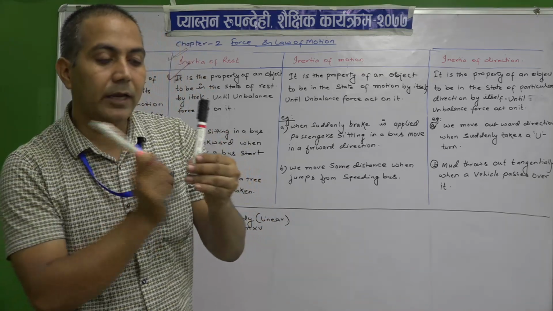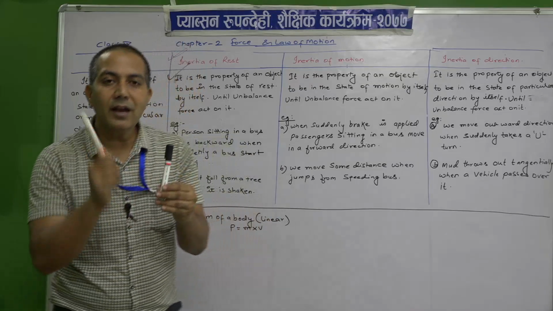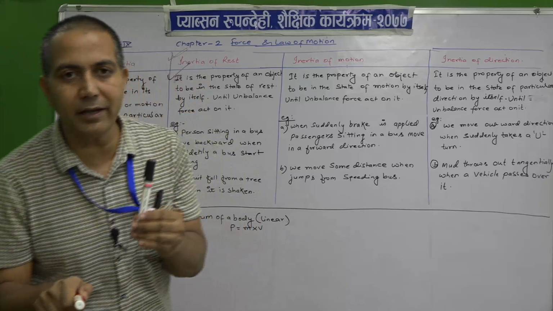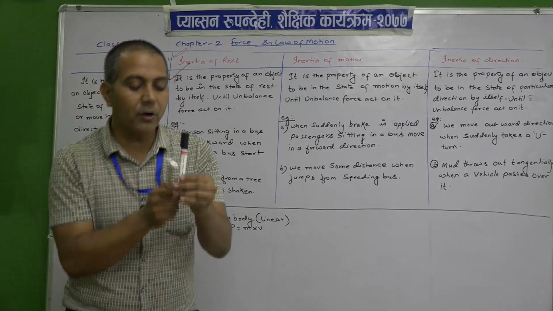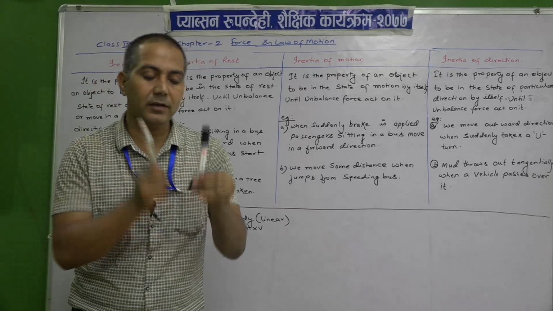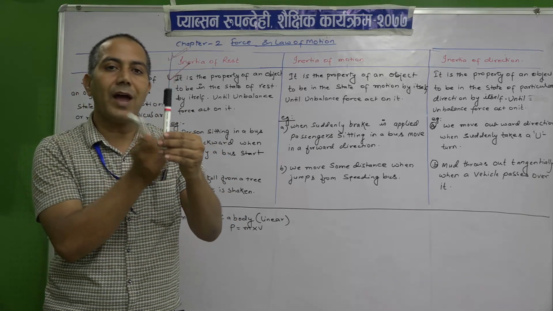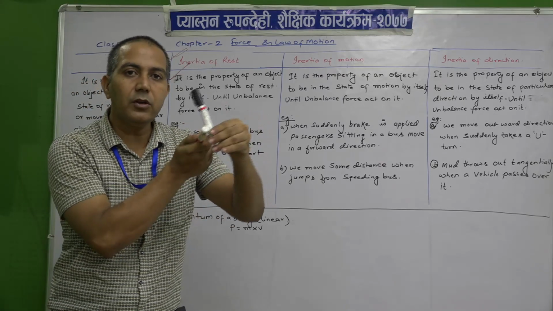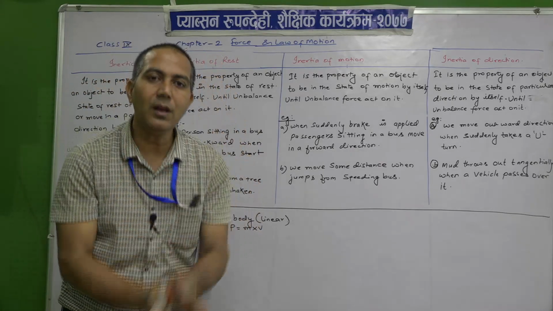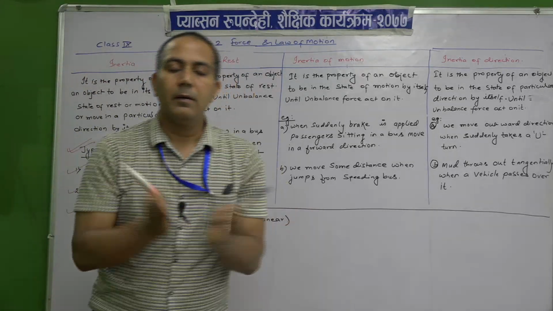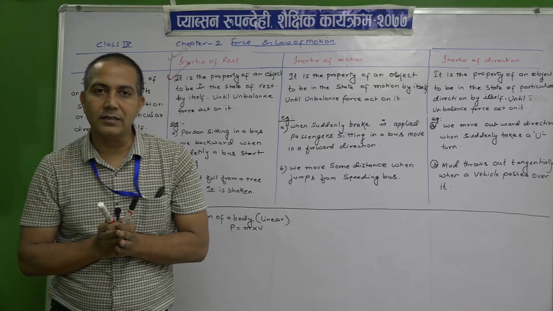What is the reason? It is due to inertia of rest of what? Carpet or dust particle. Good, very good. That is the inertia of rest of the dust particle. The particle tries to be at rest, whereas the carpet will be in motion. Due to unbalanced force, it will fall down. That is another example of inertia of rest.